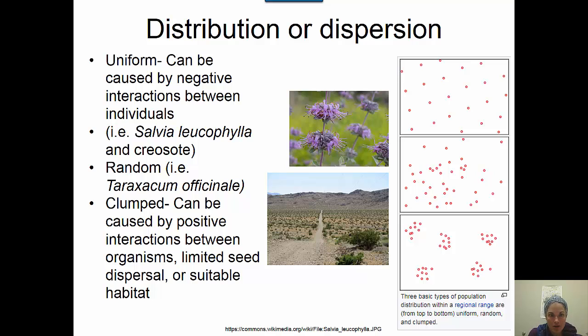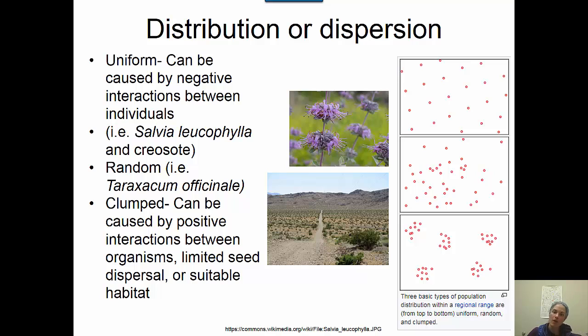Next, let's take a look at another population attribute called distribution or dispersion. You saw this in the Concepts in Biology reading, but now I want to give you some examples of dispersion and some of the mechanisms that might be driving it in plant populations. First of all, recall that there are 3 different options for the dispersion or distribution of a population. It could be uniform, like we see here. It could be random, like we see in this image, or it could be clumped, like we see in the bottom box. Uniform distribution can be caused by negative interactions between individuals.